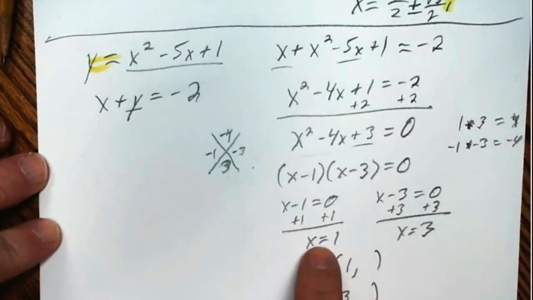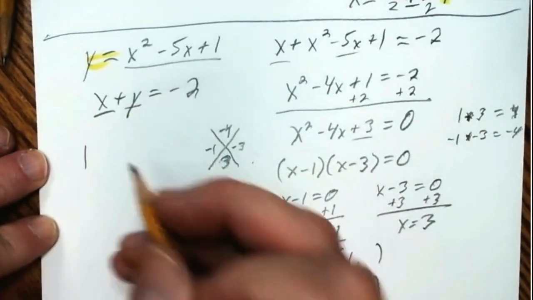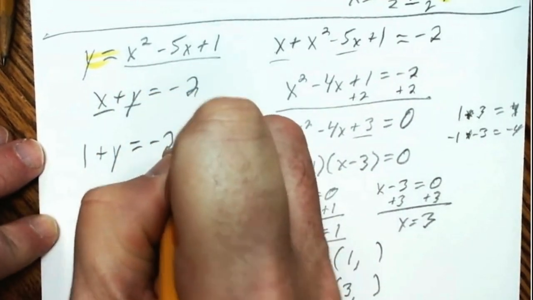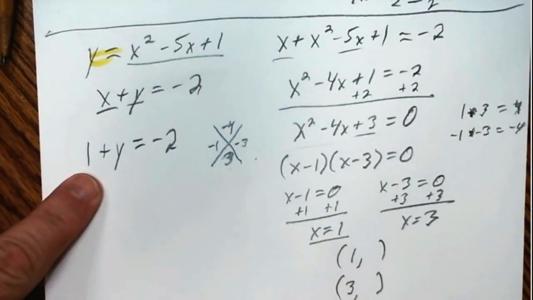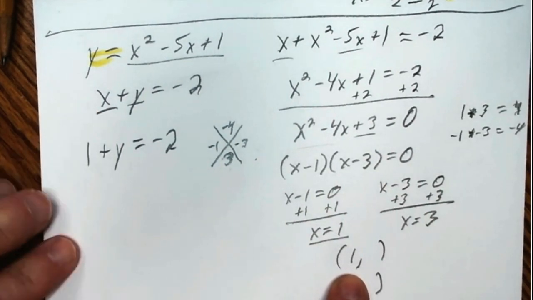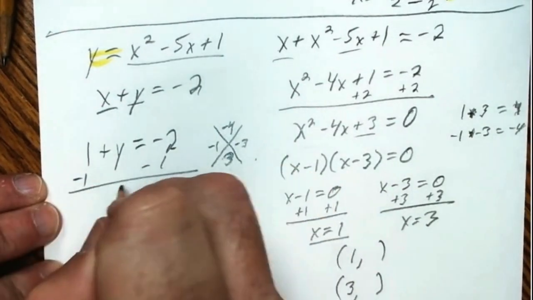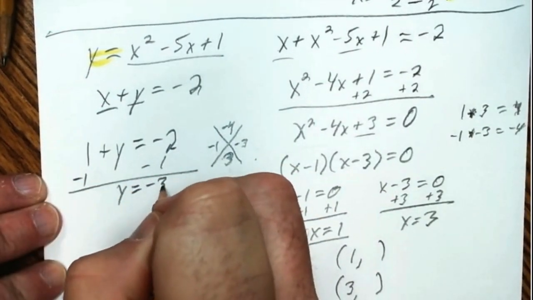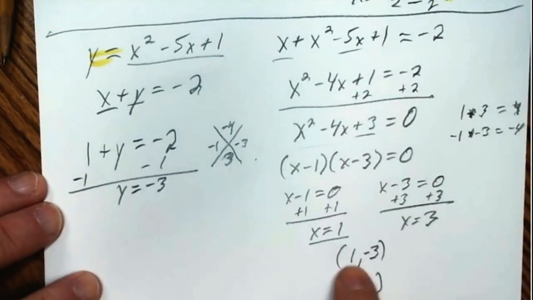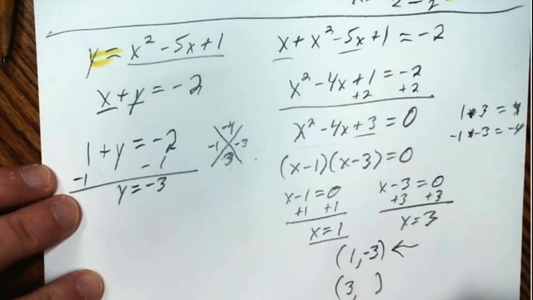So if x equals 1, that's 1 plus y equals -2. I just substituted the 1 in for the x because that's what it equals. 1 plus y equals -2. Subtract 1. y equals -3. So when the x is 1, the y is -3. There's one of our answers.